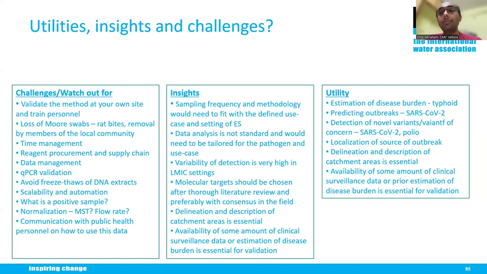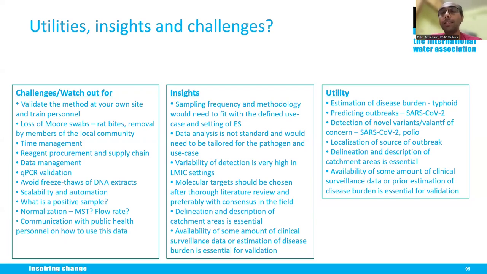And then, much more broadly, we need to define what is a positive sample. For SARS-CoV-2, is it just N1 or is it N1 plus N2? For typhoid, is it just one target that you define as a positive sample? Because, you know, you cannot culture typhoid from a wastewater sample. For Vibrio cholerae, we actually have 8 targets. So that's another headache. That's something that needs to be defined.